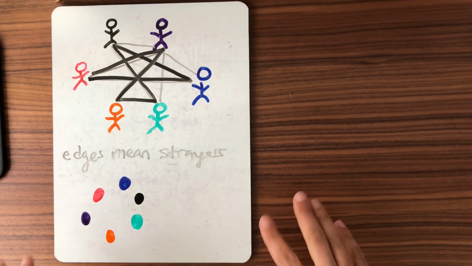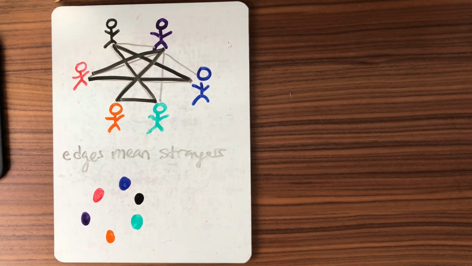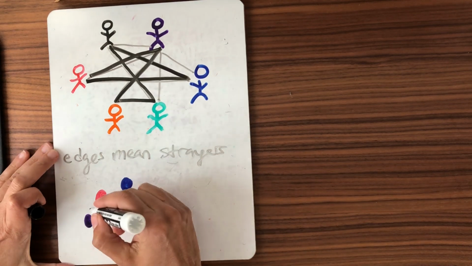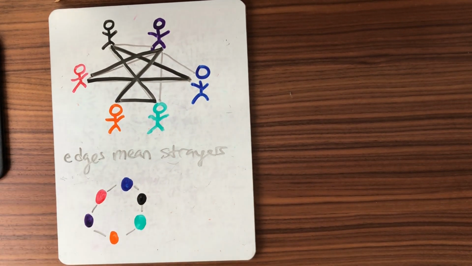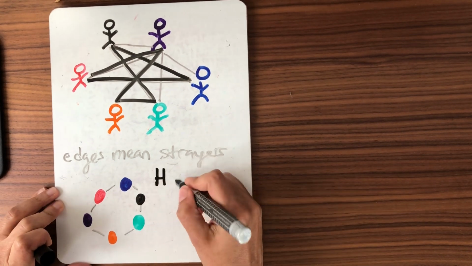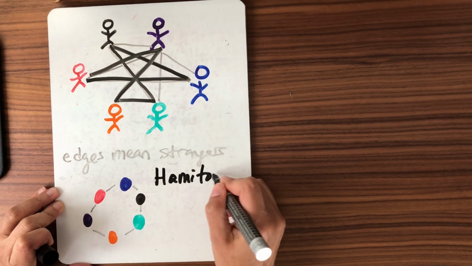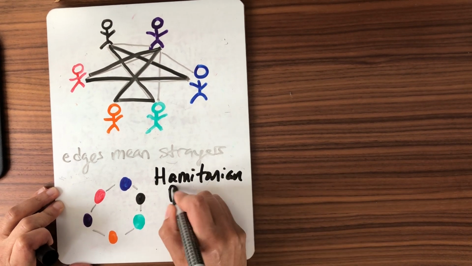So this isn't necessarily the only way that I could have done it, but basically taking this star and stretching it out into a circle, here's what I've got. And this is an example of a Hamiltonian path. So this is why we look for Hamiltonian paths.